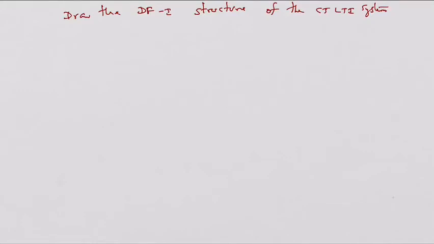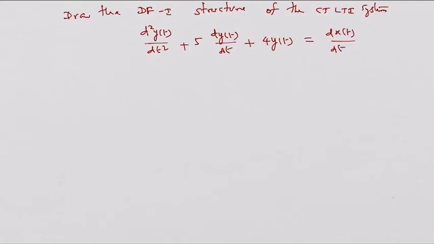Say for example, the equation goes like this: d squared y of t divided by dt squared plus 5 times dy of t divided by dt plus 4 times y of t, which is equal to dx of t divided by dt. It is a constant coefficient differential equation. So when you want to realize this using direct form 1, what should you do?